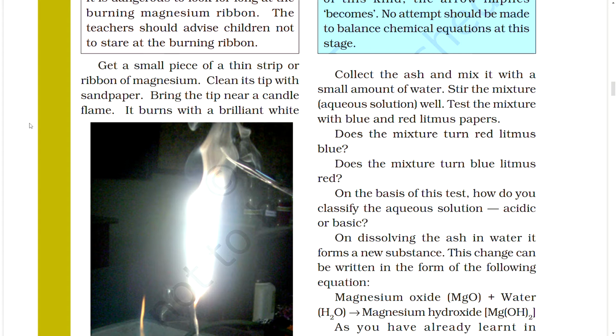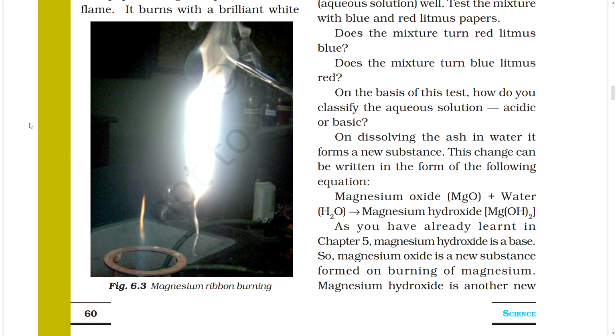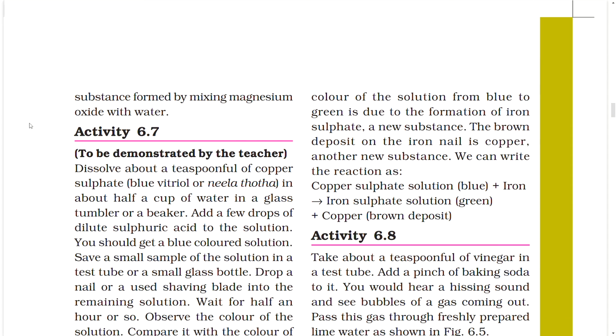On dissolving the ash in water, it forms a new substance. This change can be written in the form of the following equation. Magnesium oxide, MgO, plus water, H2O, becomes magnesium hydroxide, Mg(OH)2. As you have already learnt, magnesium hydroxide is a base. So magnesium oxide is a new substance formed on burning of magnesium. Magnesium hydroxide is another new substance formed by mixing magnesium oxide with water.